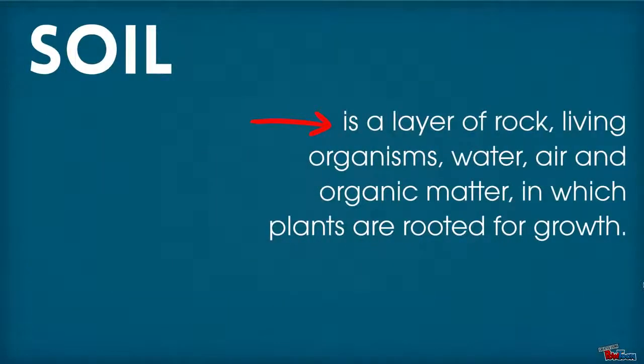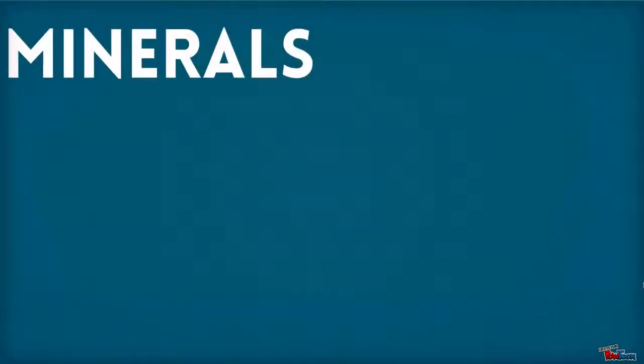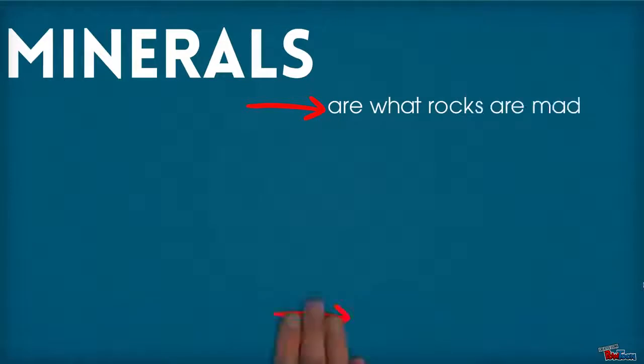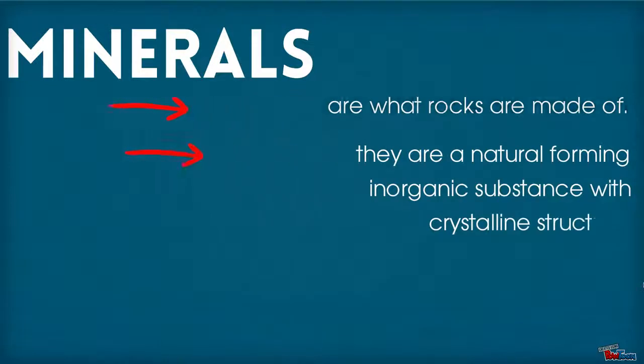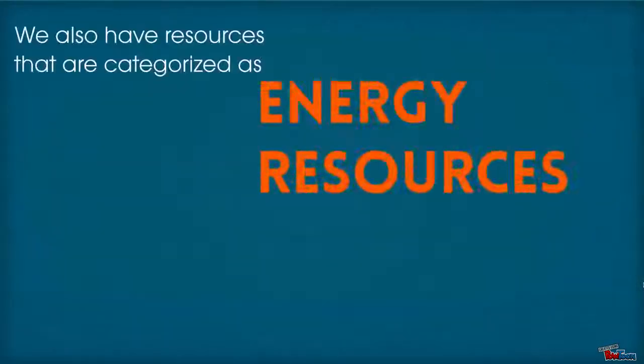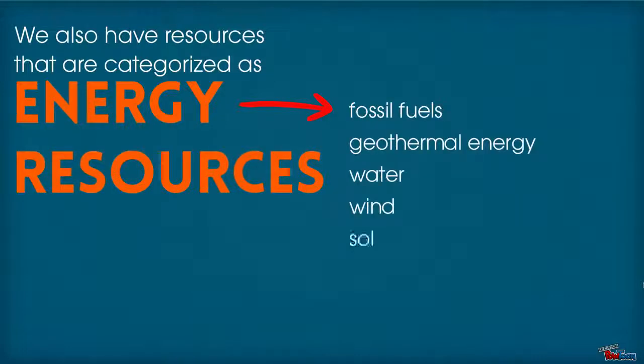Soil is a layer of rock, living organisms, water, air, and organic matter in which plants are rooted for growth. Soil is an essential natural resource for agriculture and food production. Minerals are what rocks are made of, and they are a naturally forming inorganic substance with a crystalline structure. We also have resources that are categorized as energy resources, which are fossil fuels, geothermal energy, water, wind, and solar energy.